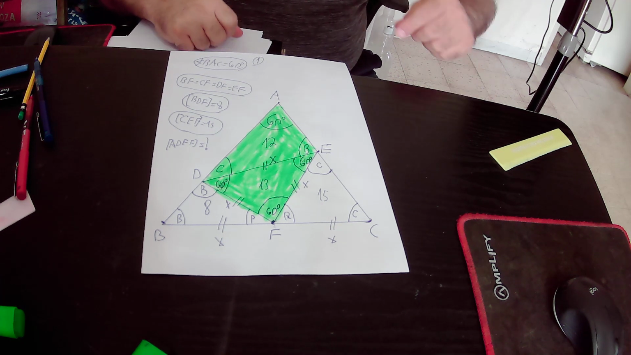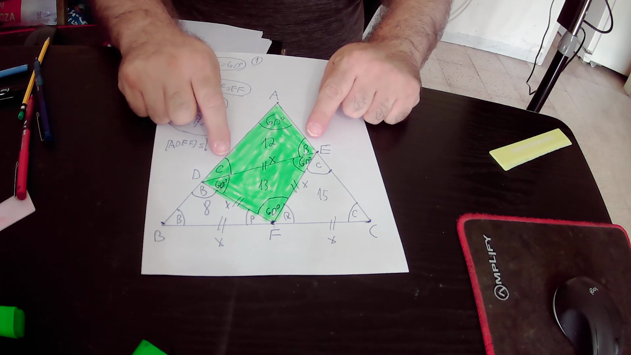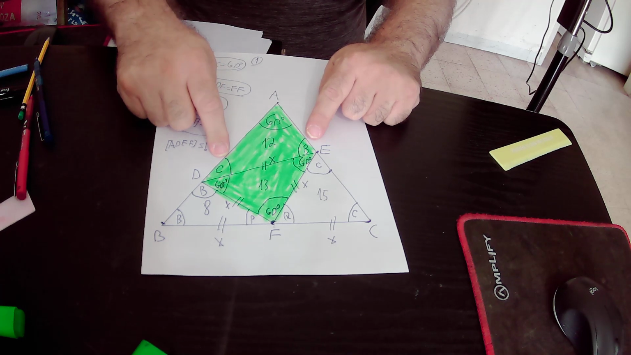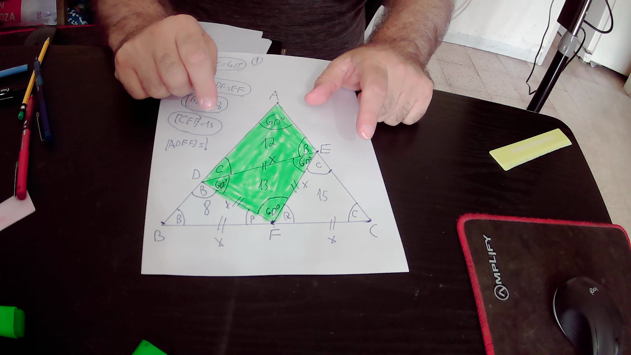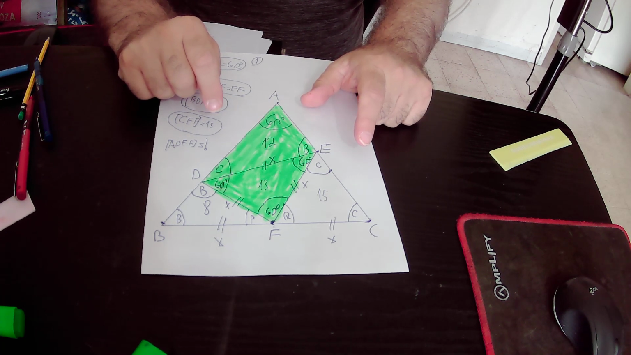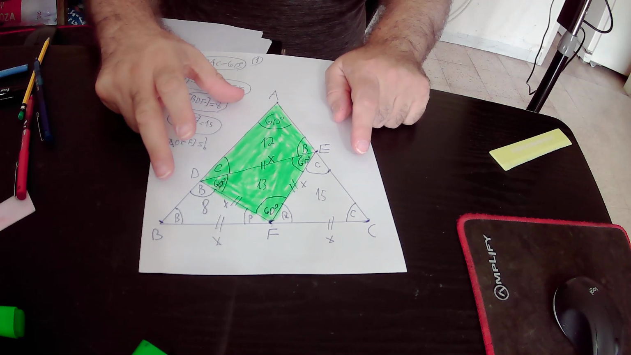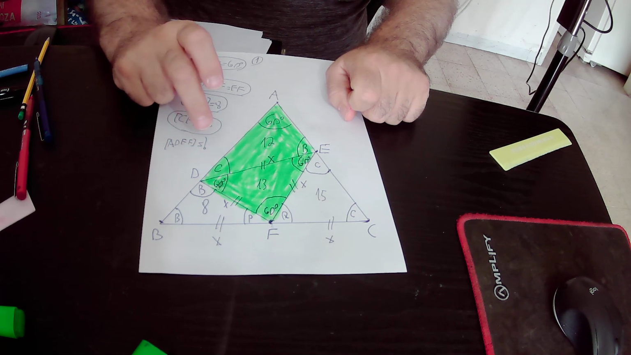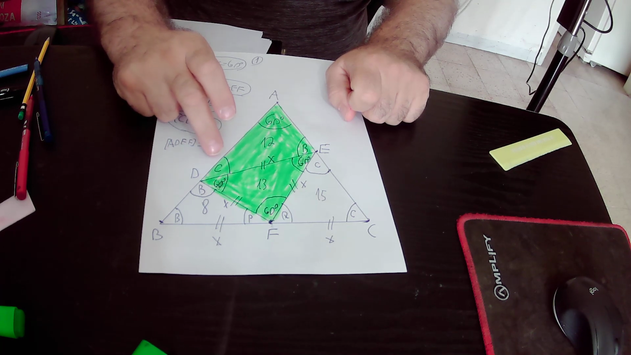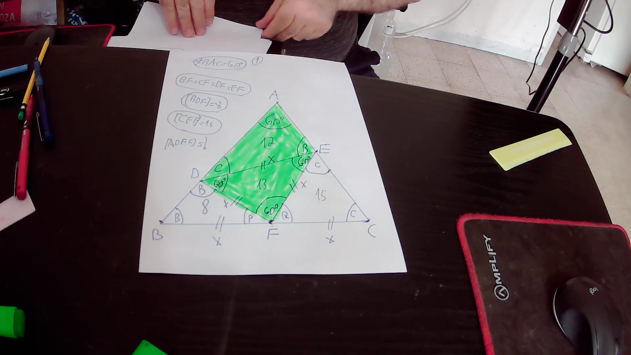We found out the values of the sizes of those two angles. According to rule number 2, the sum of the angles on a straight line is equal to 180 degrees. So here we know that AB is a straight line, therefore B plus 60 degrees plus the size of angle ADE must be equal to 180 degrees according to rule number 2.